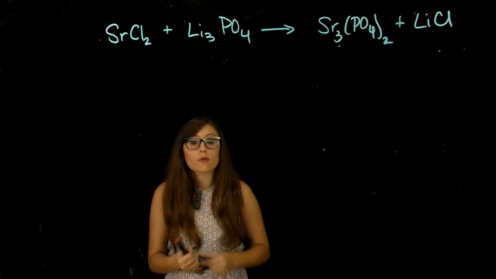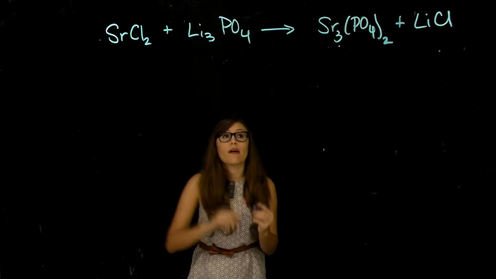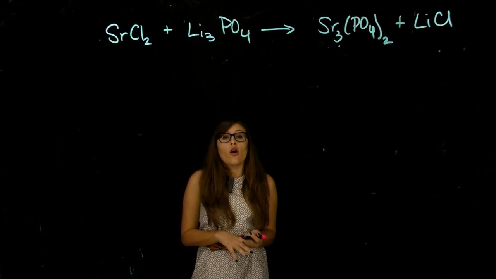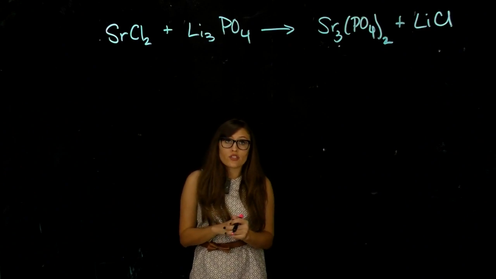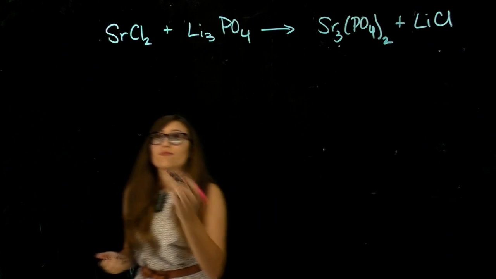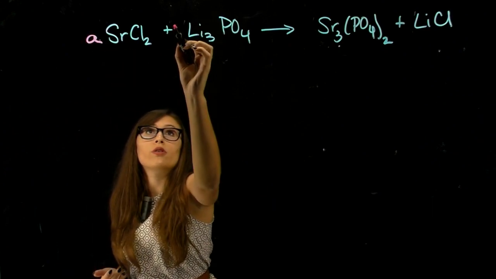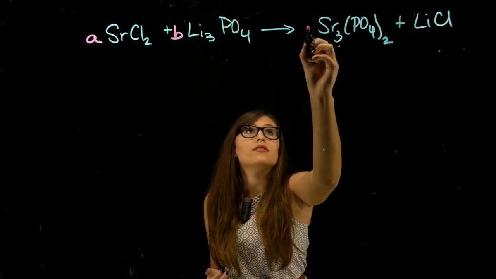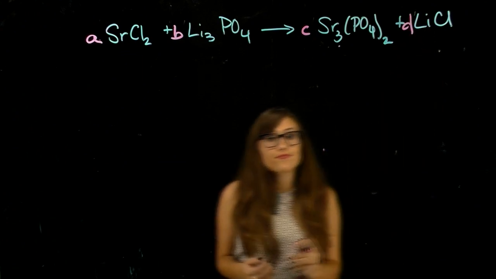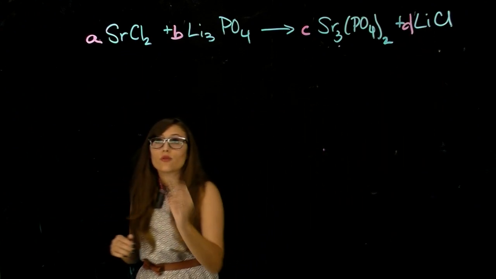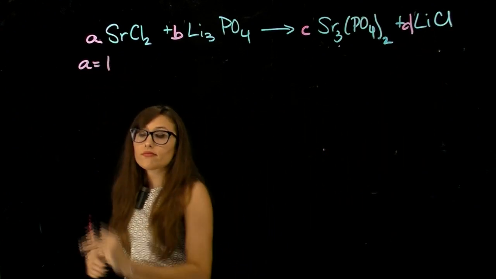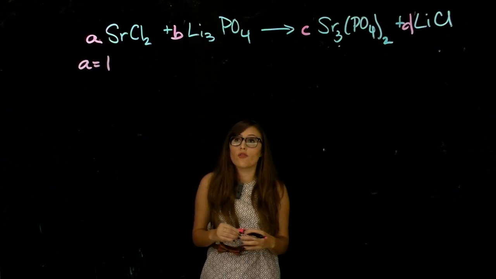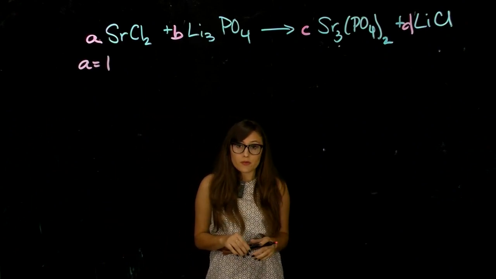We're going to be balancing chemical equations, and we're going to balance the following. The way that I balance chemical equations is algebraically. So I always assign a variable in front of each of my compounds, so A, B, C, and D. I always set A equal to 1, and that's going to help me solve for the remaining variables.